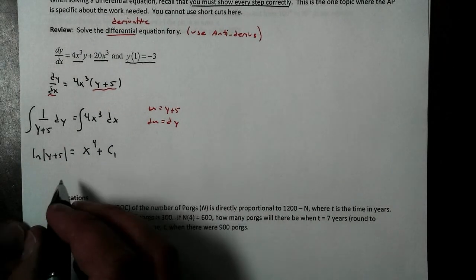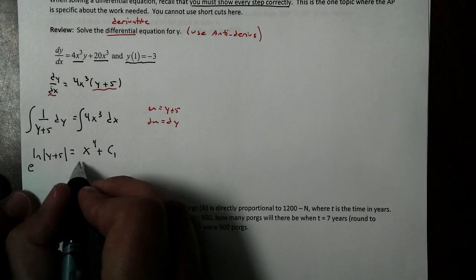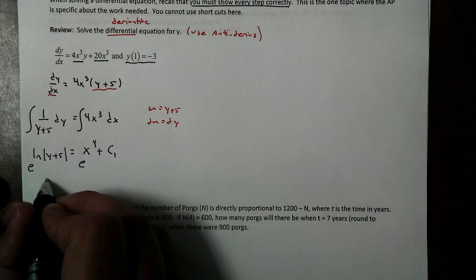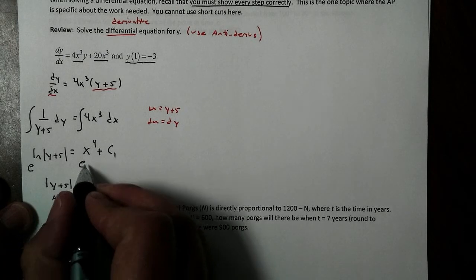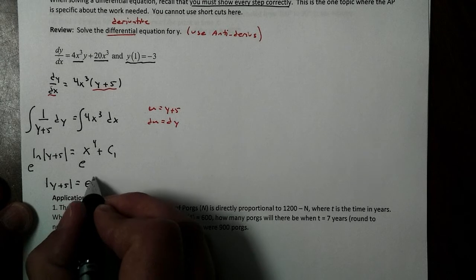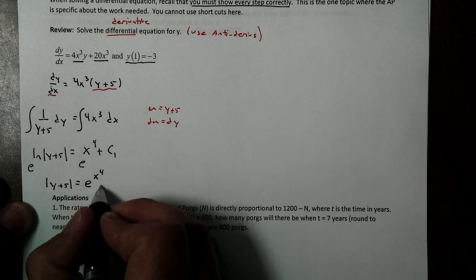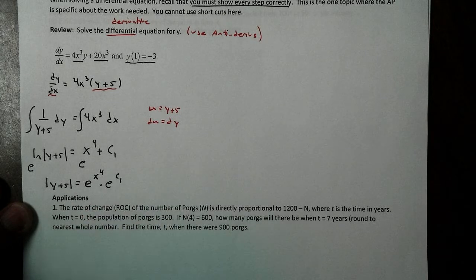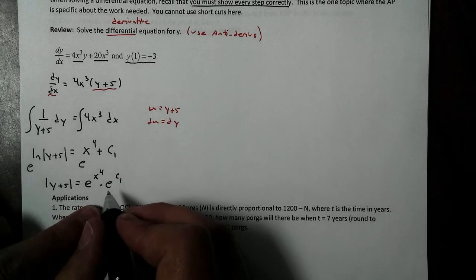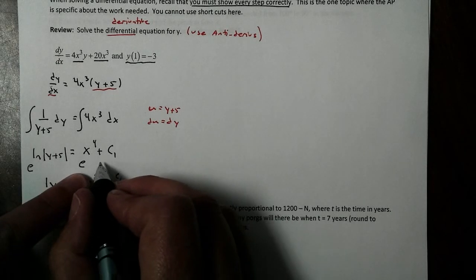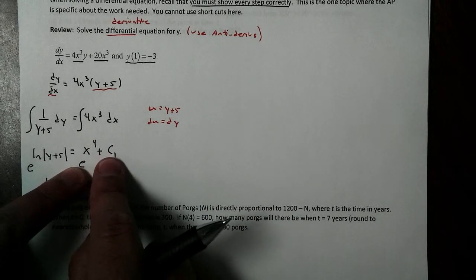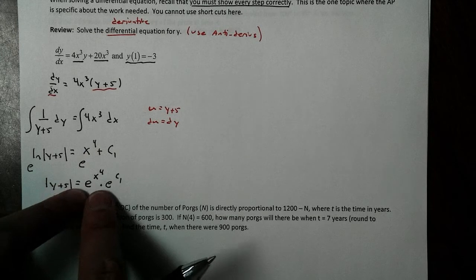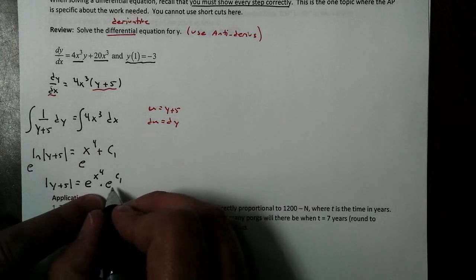Now we do our favorite thing in the world to do. We're going to exponentiate both sides. That gives us the absolute value of y plus 5 equal to, using this little algebra trick, e to the x to the 4th times e to the c1. This is just our exponential rule: if I'm adding exponents together, it means I was multiplying with the same base.